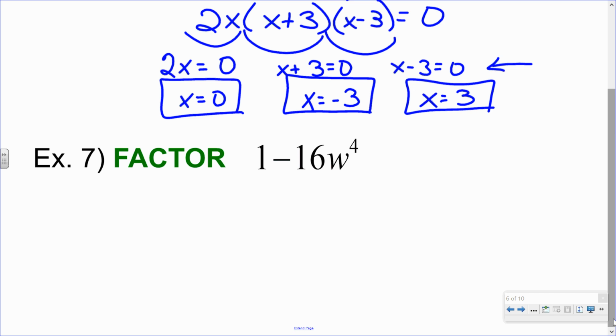So maybe it's difference of squares. Can I take square root of 1? Can I take square root of 16w to the 4th? So let's factor that, and we will have, what is the square root of 1? So both parentheses will start with a 1. One has a plus, one has a minus. What is root 16w to the 4th, everybody?